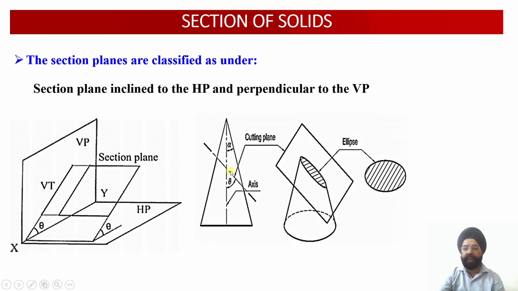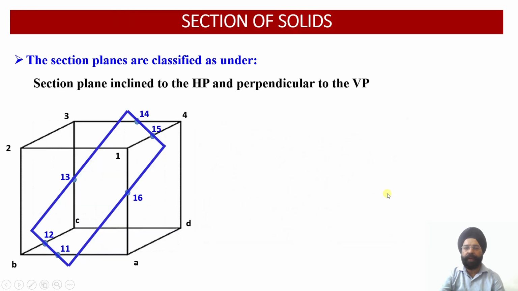So if we are required to obtain the true shape of this cut surface, then what do we have to do? We have to draw another additional auxiliary inclined plane which will be parallel to the cutting plane, and then the projections drawn from this section surface onto this new AIP, that is the auxiliary plane projections, will provide us with the true shape of the cut section. So let us work out the problem for today.